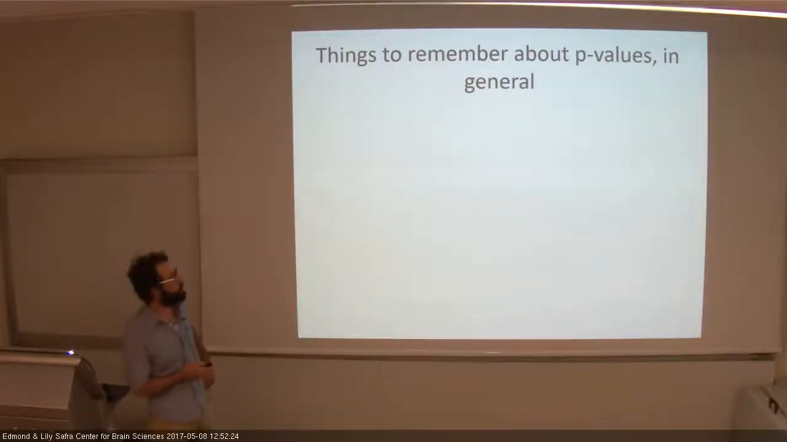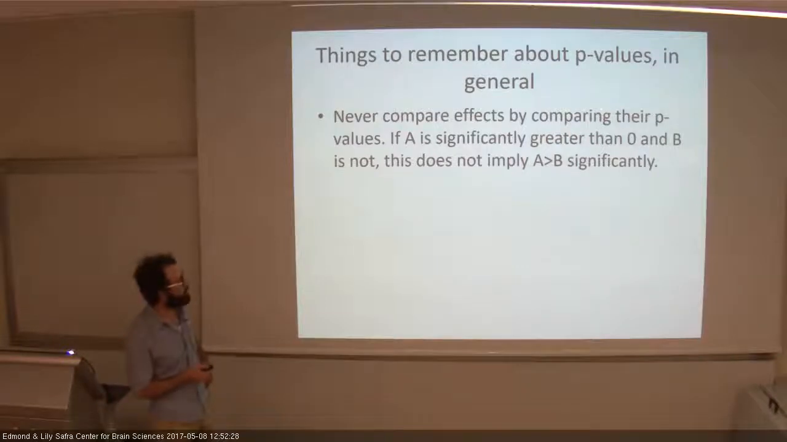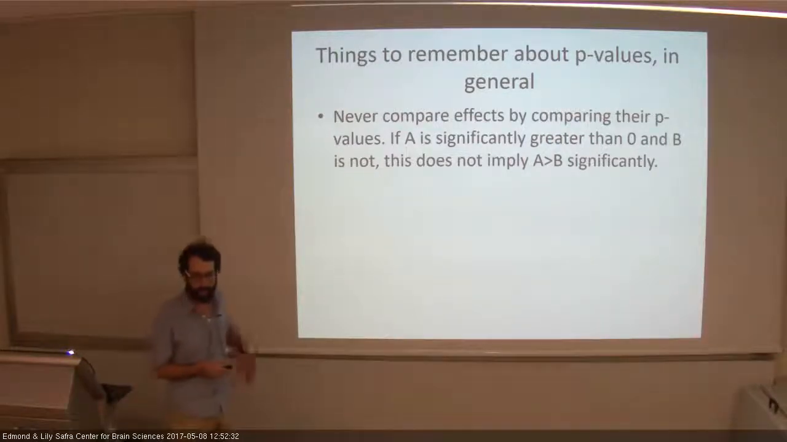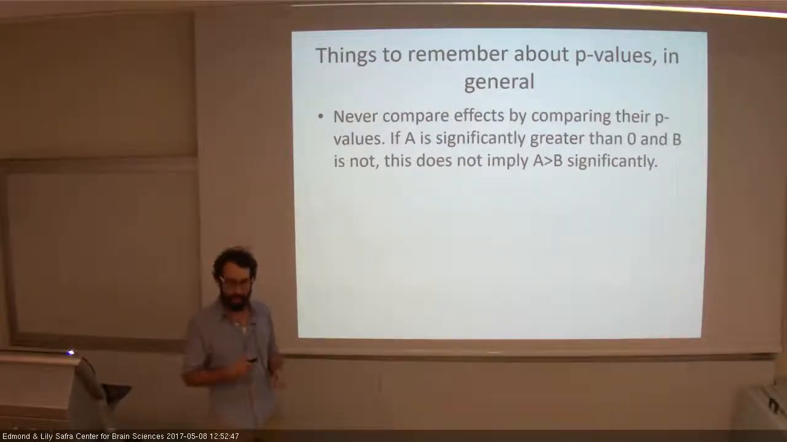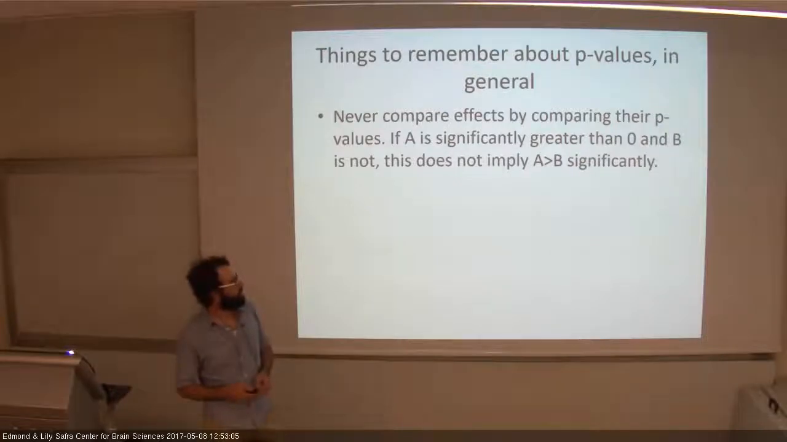So, things to remember about p-values. First of all, never compare effects by comparing two p-values. You might have a p-value of, I don't know, 0.02 and 0.06, and you might be tempted to say, oh, so this effect is stronger. But this is incorrect because you didn't test for that. Maybe the next time you run this experiment, you will get the opposite result in terms of p-values. If you want to test the difference between two conditions, you always have to run a direct test comparing them. And this is more severe in neuroimaging because of the multiple comparisons problem, as we'll see in the next hour.